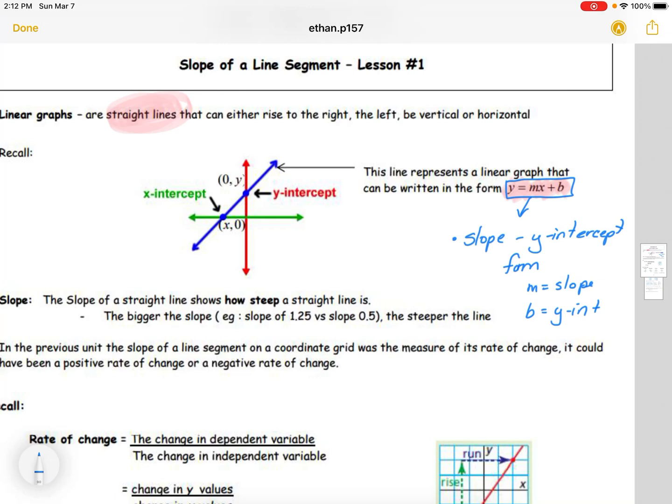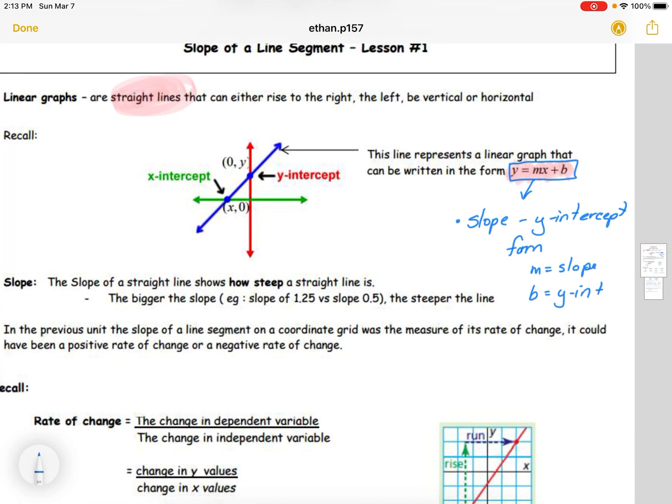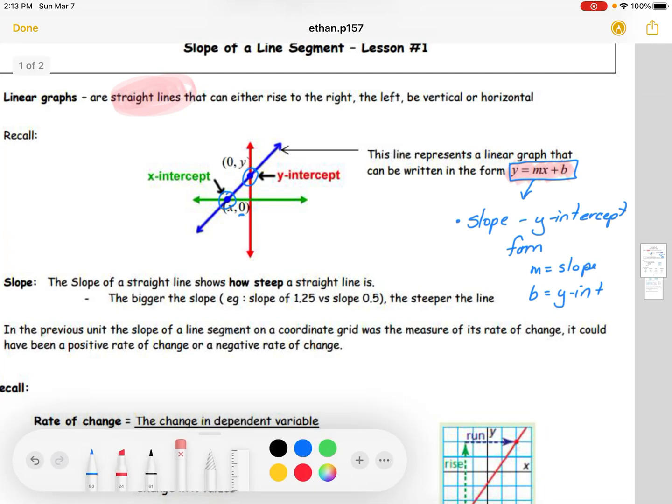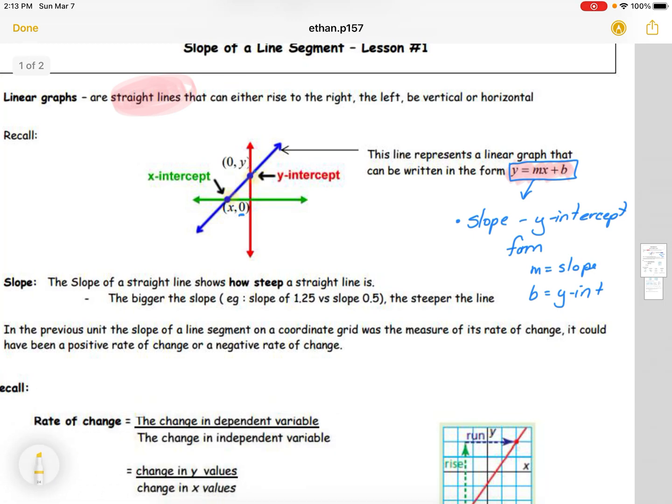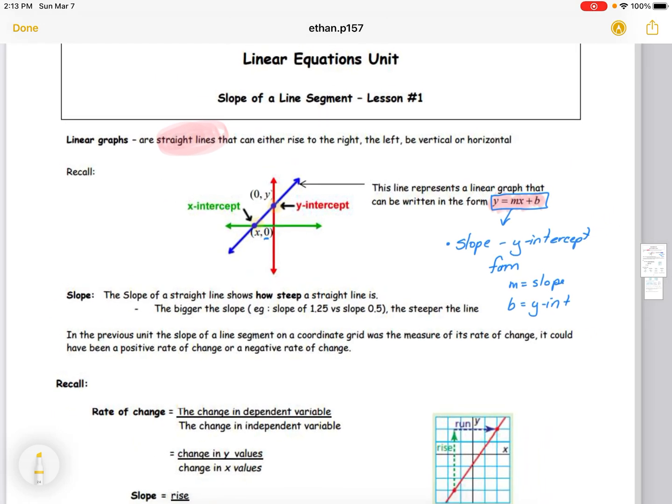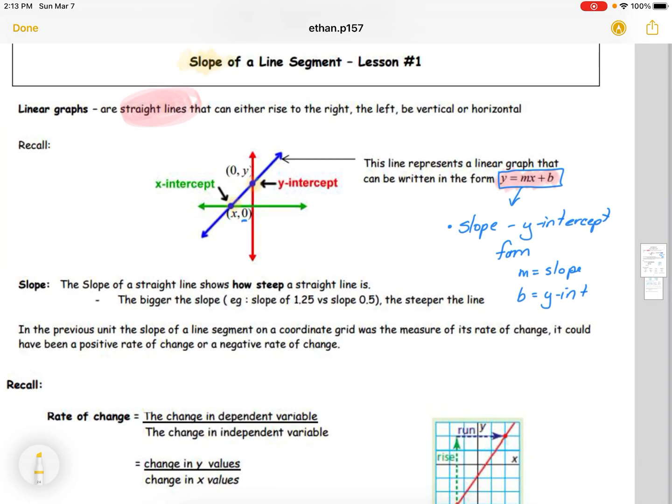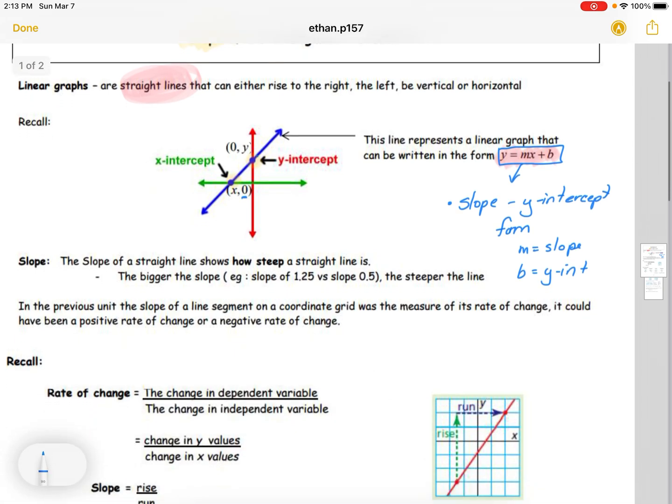Now, when we look at our linear graph here, where it crosses the x-axis, where y equals 0, is our x-intercept, and where it crosses the y-axis, where x equals 0, is our y-intercept. Those are two key points on our line. And our slope, which is what most of today is about, is telling us how steep that line is, how fast it goes up versus how much it goes over.